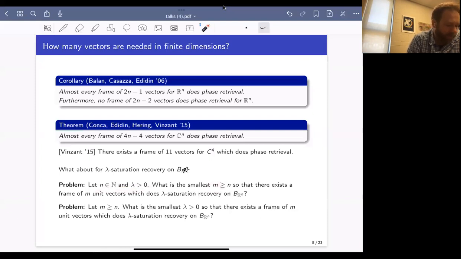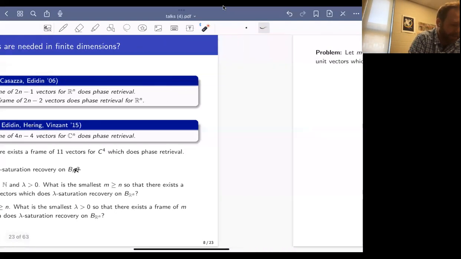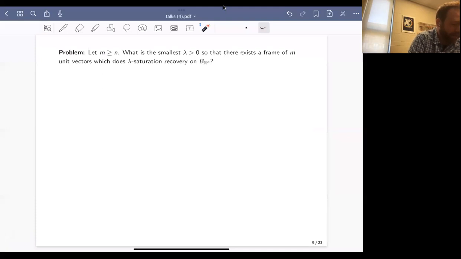And you can also instead fix a number of vectors in a dimension. So I want to build a frame of m vectors. What's the smallest lambda so that I can construct a frame of m vectors which does lambda saturation recovery? I think these are really interesting questions that I don't think people have asked before. I'm a little scared right now because I'm not 100% sure, but I don't think people have looked at this. So let's think about how we can reformulate this.